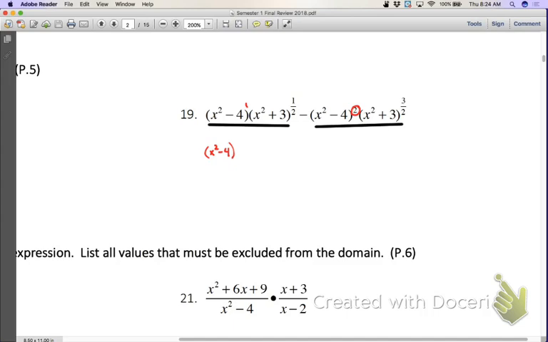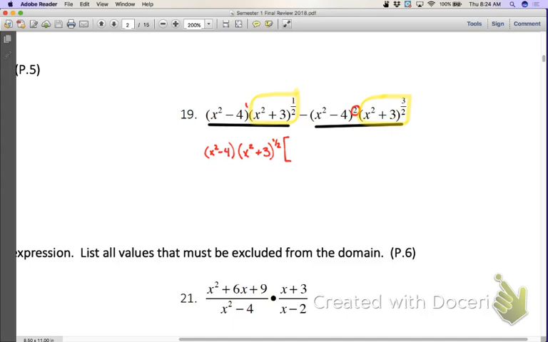1. Okay. Do the same thing now with the x squared plus 3s. What's the most that I have, or what's the least amount that I have of the two? 1/2. So x squared plus 3 to the 1/2 power.